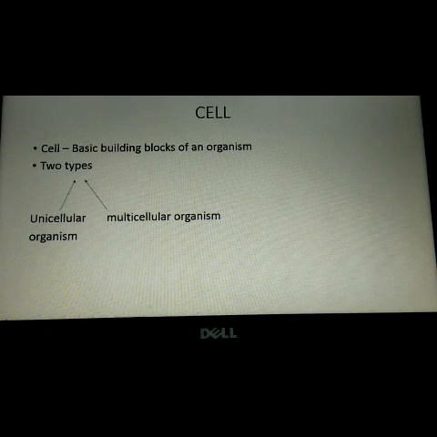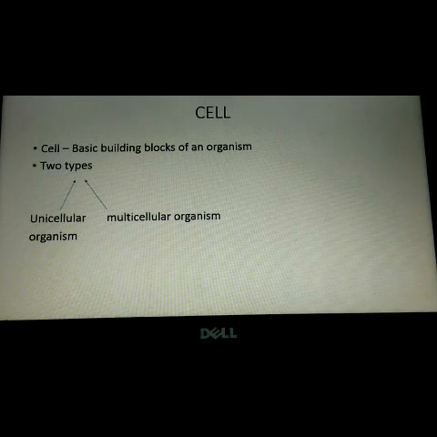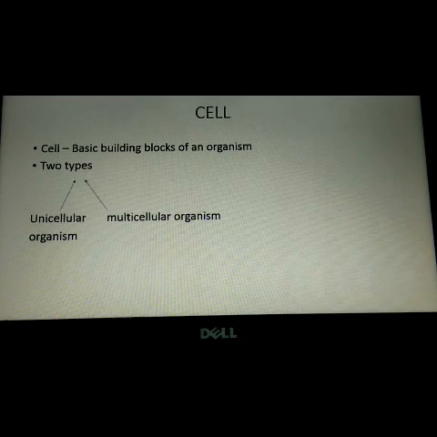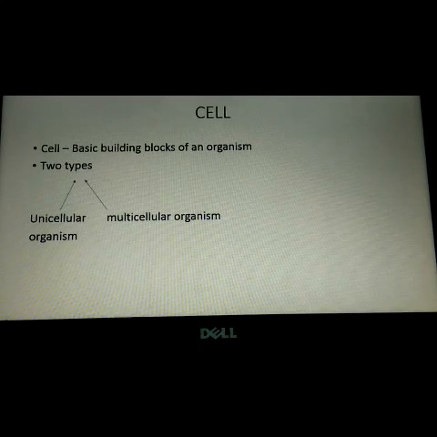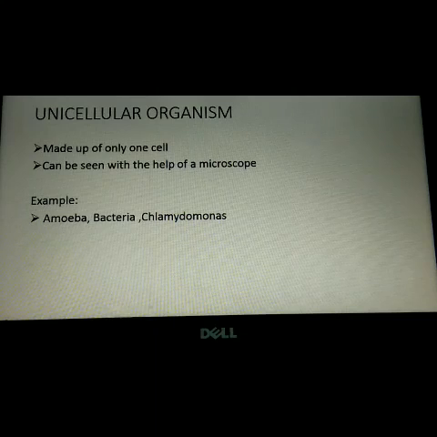Generally, cells are of two types. One will be the unicellular organism and the second one will be the multicellular organism. Cells are the basic fundamental blocks of any living organism and they are of two types. One is the unicellular organism and the second type is the multicellular organism. So now let us see what is meant by unicellular and multicellular organism.